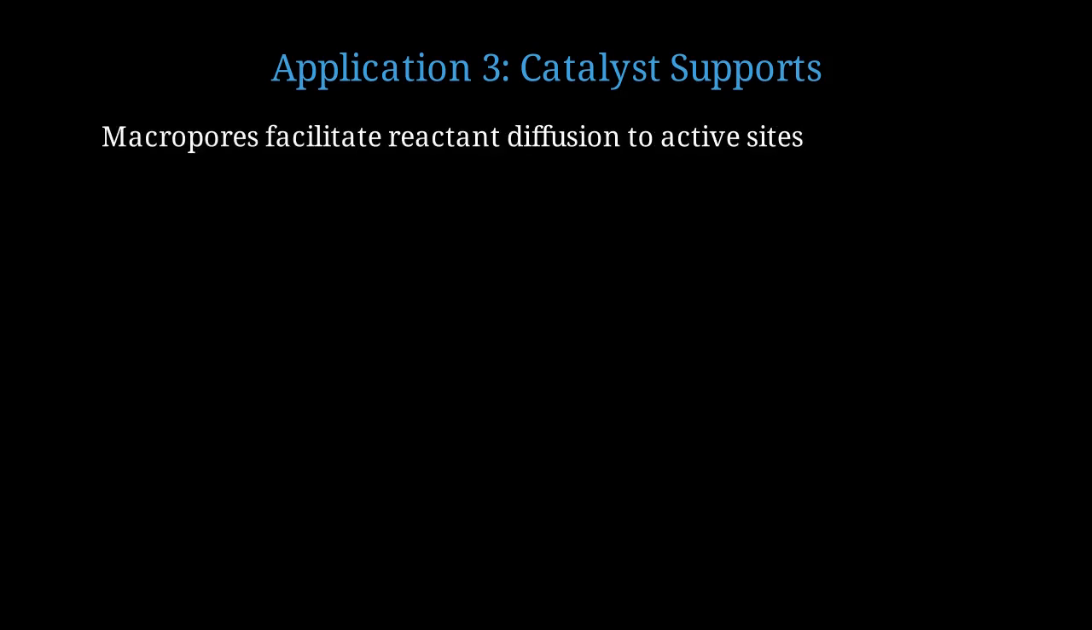Our third application is catalyst supports. High surface area and controlled mass transport make droplet-templated materials ideal for catalysis. In catalysis, we often face a trade-off between surface area and mass transport. Droplet-templated supports with hierarchical porosity solve this problem. Macropores allow rapid reactant access, while mesopores provide high surface area for catalyst deposition.